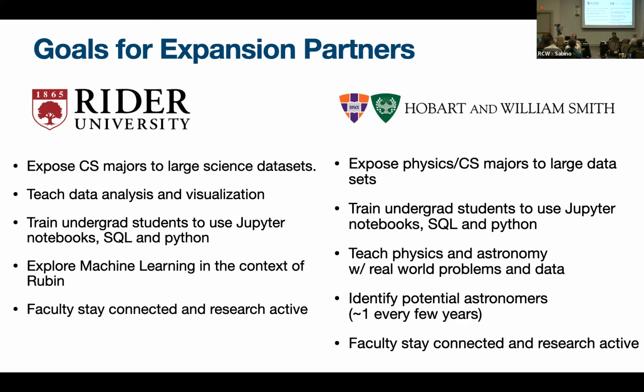John wants to explore machine learning in the context of Rubin. And I do have physics majors that some of them do want to become astronomers and go into graduate school. So I do want to identify potential astronomers. I get one every few years. And the other thing is really as faculty, not just for our students, but for us to stay connected and research active. So these were our goals for being part of the collaboration.